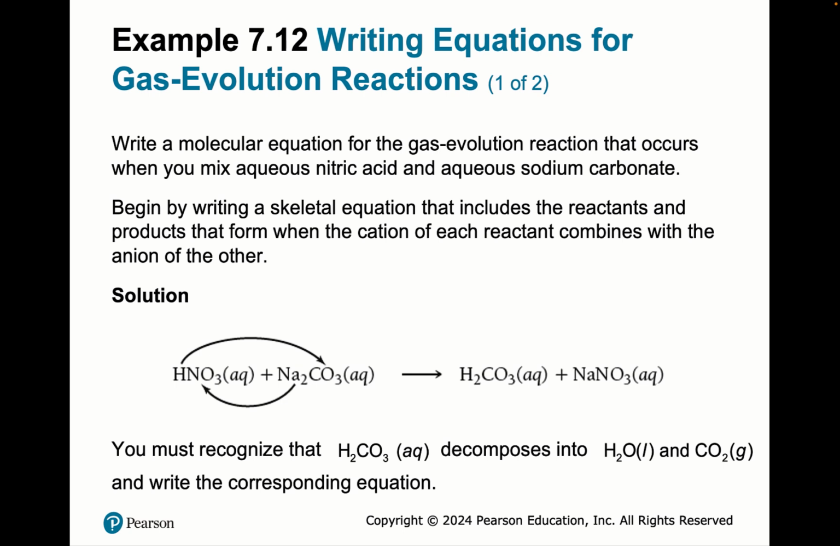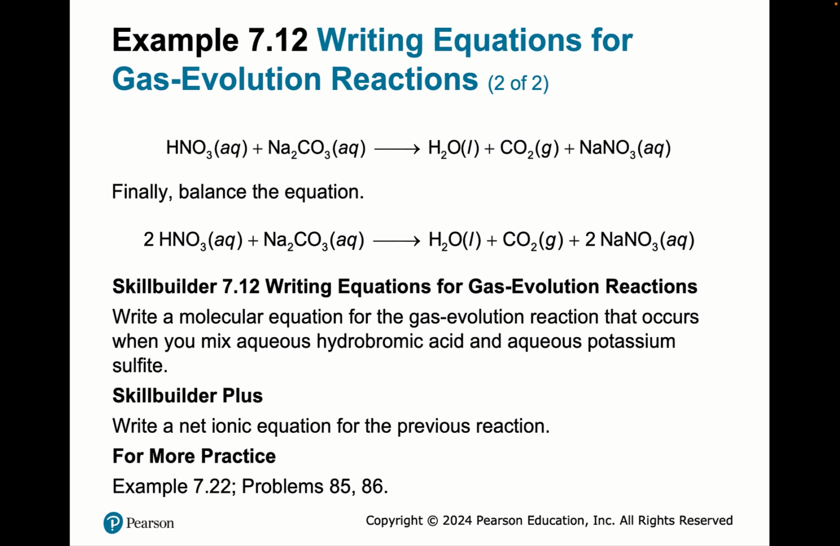So let's write equations for gas evolution reactions. Nitric acid plus sodium carbonate. What's going to react? It's going to form carbonic acid, and the carbonic acid can decompose. Carbonic acid decomposes into water and carbon dioxide. So look at this equation: the nitric acid reacts with sodium carbonate and forms water, carbon dioxide, and sodium nitrate. But we also need to balance it.